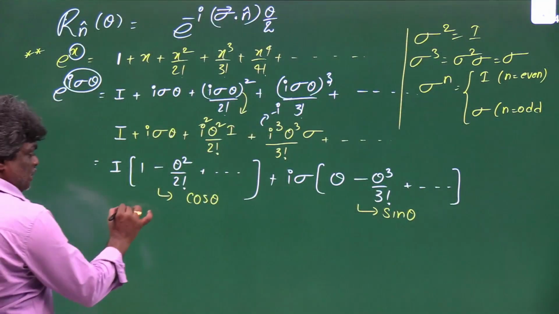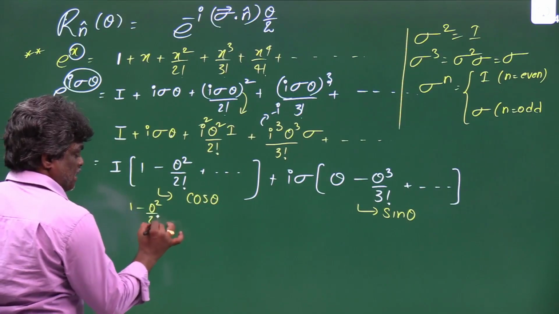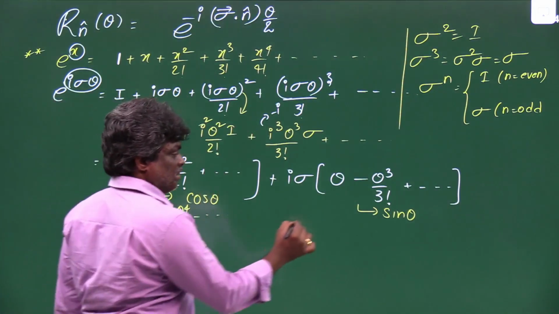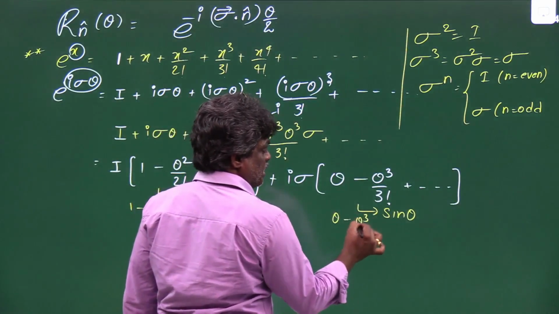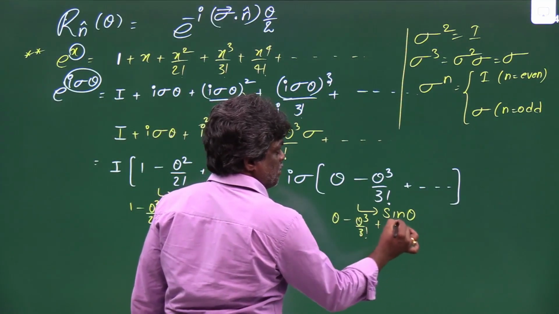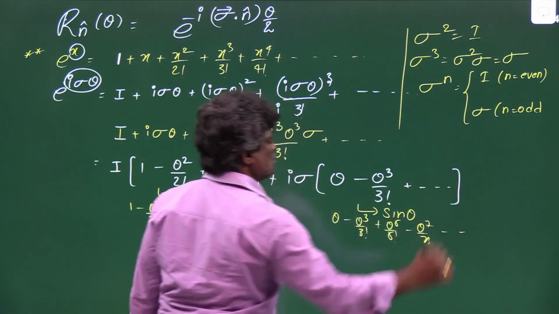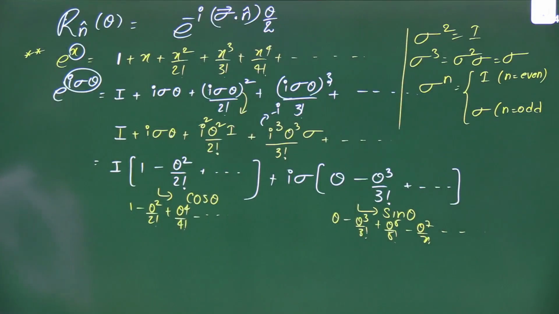Cos theta equal to 1 minus theta square by 2 factorial plus theta power 4 by 4 factorial minus so on. Sin theta is theta minus theta cube by 3 factorial plus theta power 5 by 5 factorial minus theta power 7 by 7 factorial, so on. So finally, I'm stuck here, sir.